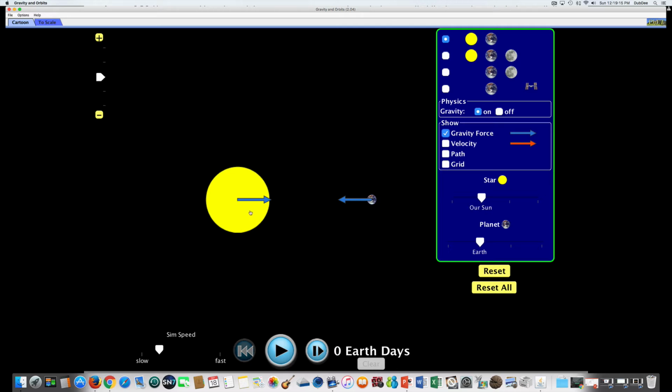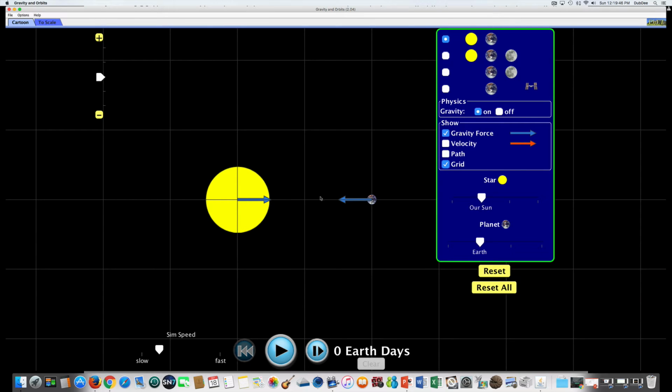Notice that the Sun pulls on the Earth, so this blue arrow here represents the gravitational force that the Sun exerts on the Earth. But also notice that the Earth pulls on the Sun. And one of Newton's laws states that for every force there's an equal and opposite reaction force. So the Earth pulls on the Sun with the same force that the Sun pulls on the Earth. And that's what these arrows here represent. If I turn on a grid, I can see how far apart the Earth is from the Sun.